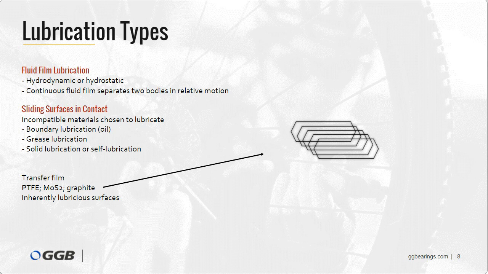But quickly, you have your solid lubrication. You have a number that it can be. PTFE, Teflon, many would call it, is a very good solid lubricant. Moly sulfide and graphite have this layered structure that we see over on the right, in which the layers are very loosely bound, and they can slide against each other very easily and act as a solid lubricant. And then you have inherently lubricated surfaces. Polymers, for example, sliding against metals tend to be inherently lubricious.